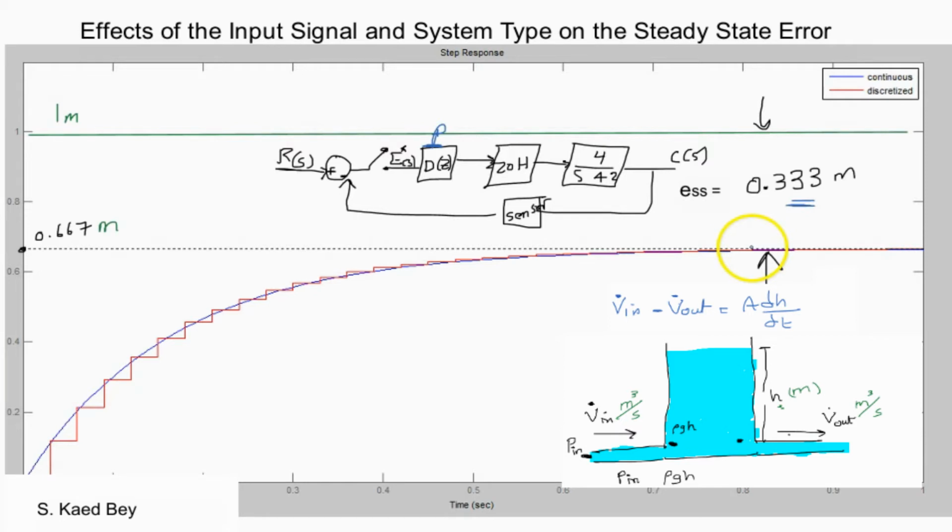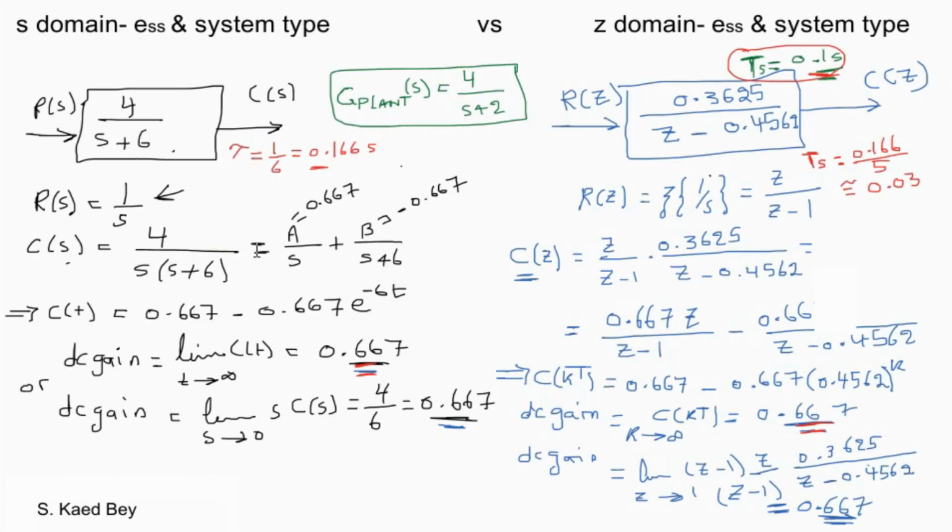On the other hand, the integral component of your controller helps reduce the steady state error, and in some cases, depending on both the system type and the type of the reference signal, the steady state error can be eliminated. If you recall from the previous session, we calculated the steady state response of 0.667 by first finding the closed loop transfer functions for both the S domain and the Z domain. Then we applied the final value theorem.